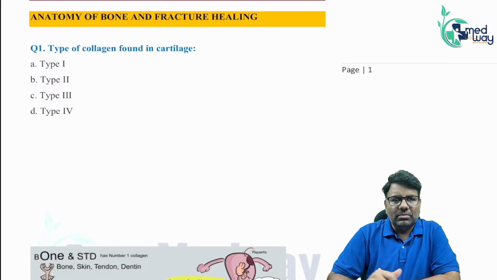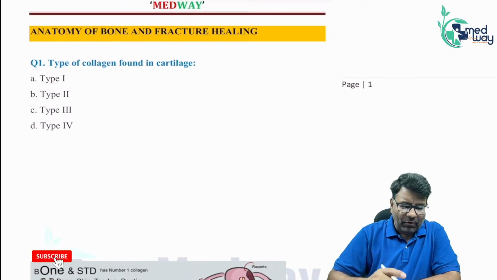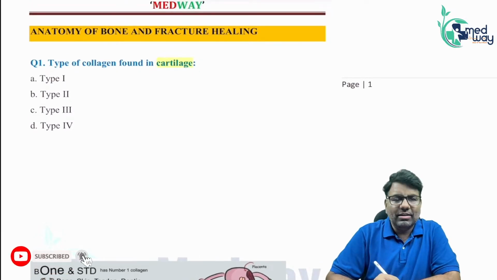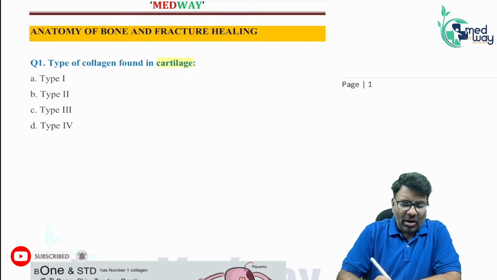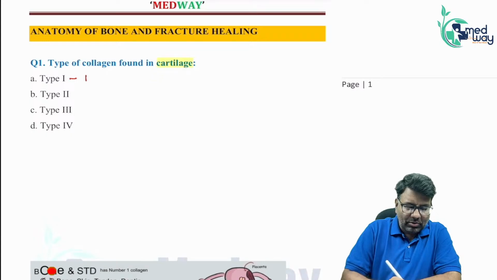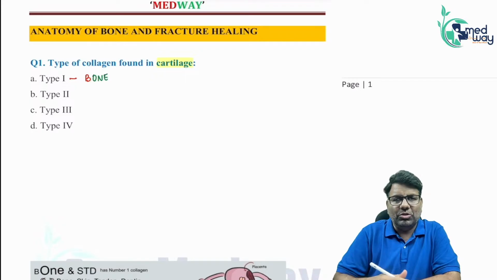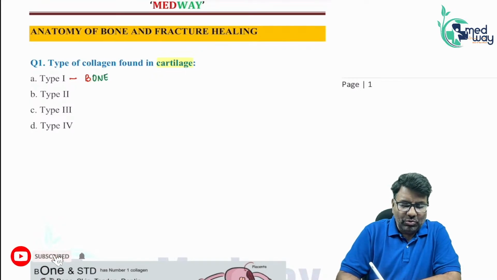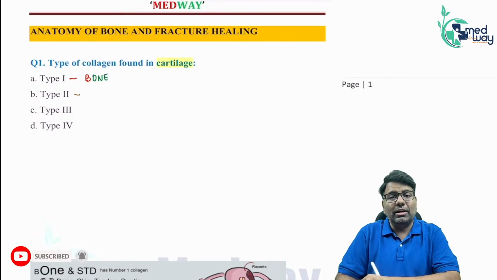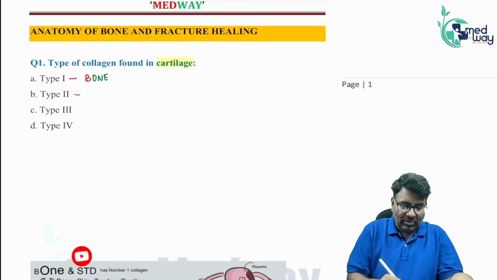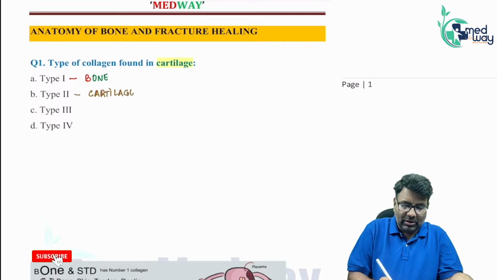And this is just a basic of some anatomy also. So type of collagen which is found in cartilage. Now here, type 1, you can remember it like bone, so B1 bone, so that is how you can remember type 1. Type 2 is the one which is predominantly present in cartilage.